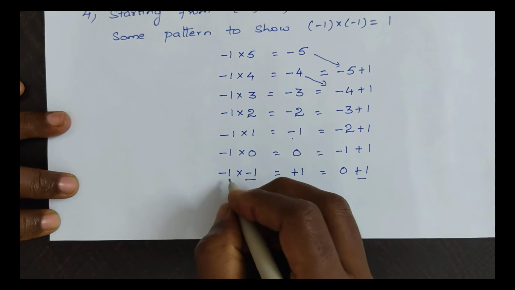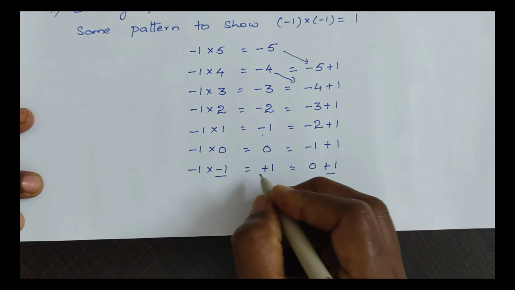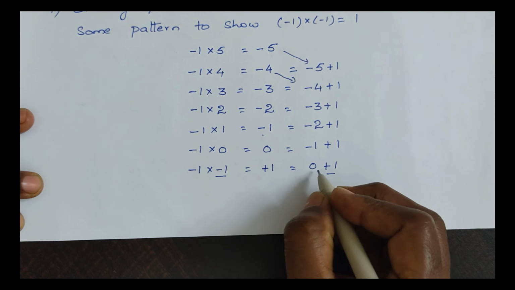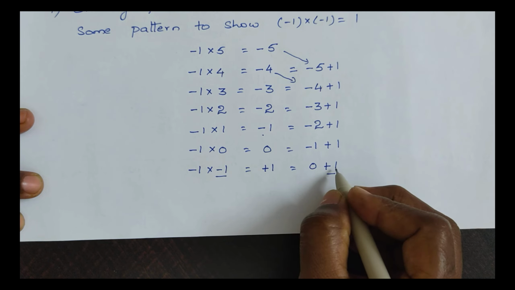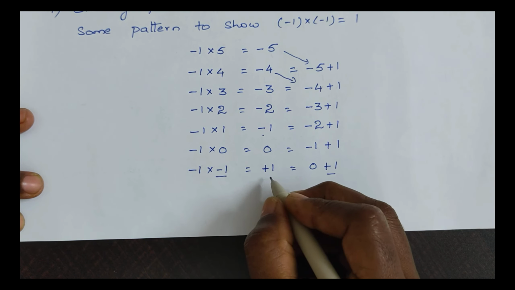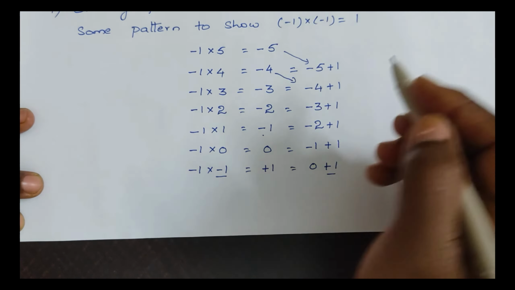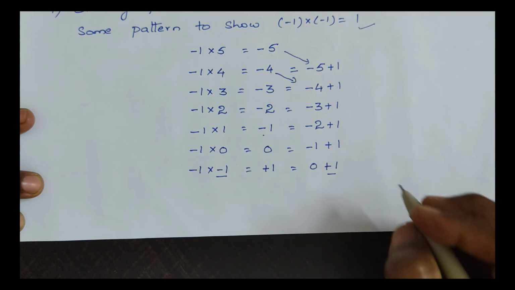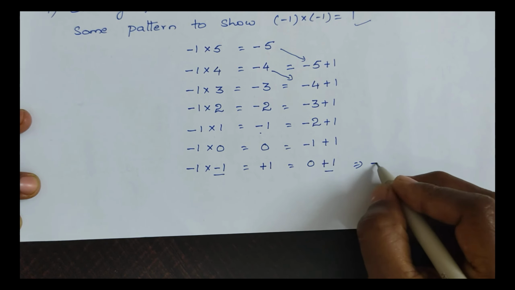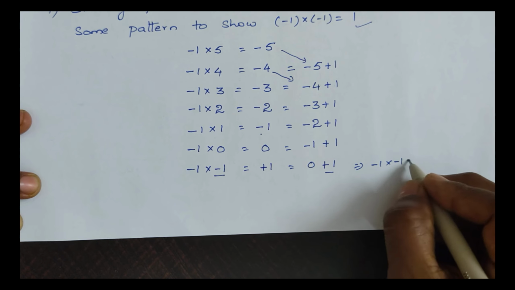Next, so here minus 1 into minus 1 gives you plus 1. That is equal to 0 plus 1. So, 0 plus 1 gives you plus 1. So, this is our pattern, which is the end of that. So, that is minus 1 into minus 1 is 1.